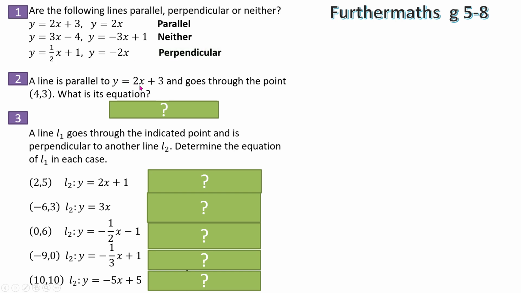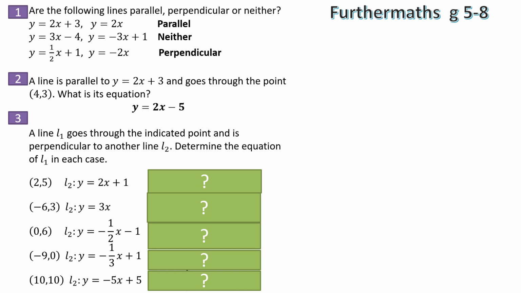A line is parallel to 2x plus 3 and goes through this point. What is its equation? Well, you just got the same gradient because it's parallel. You substitute that in and then you should get that as your answer once you work out c. Right, question 3, if you know your perpendicular lines, I'm showing you this type of question just because if it's worded differently, people can be confused even though you've got the skills to do it.